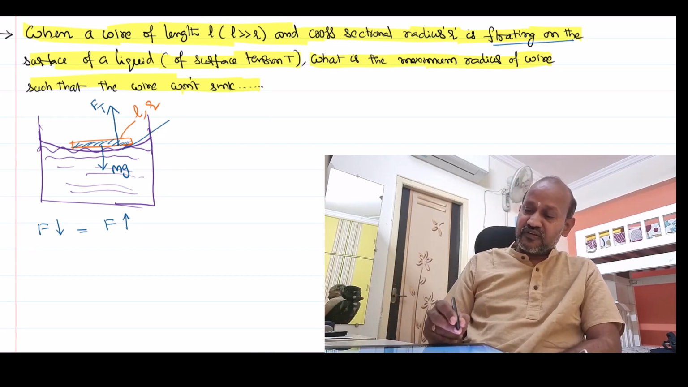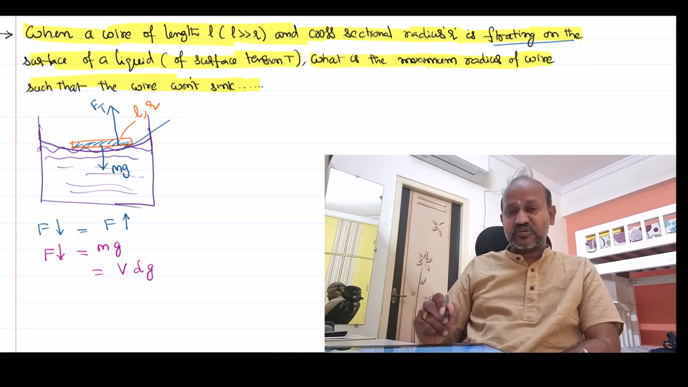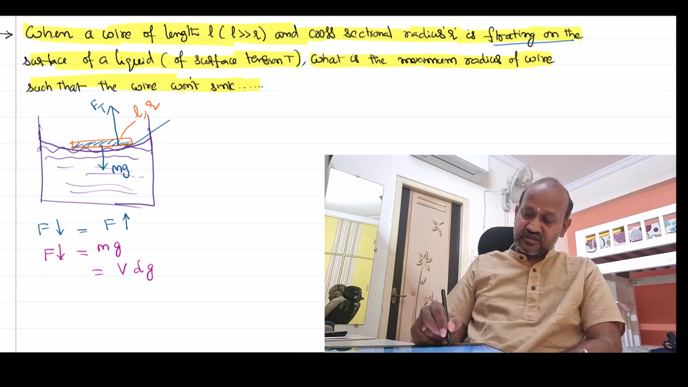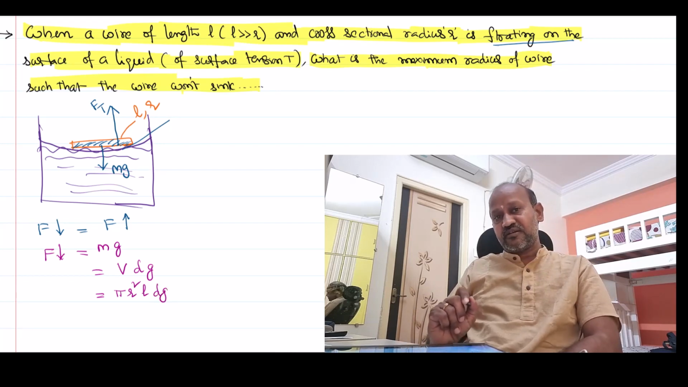We shall first find the force acting in the downward direction. That is the weight of the wire, that is the mass of the wire into acceleration due to gravity. Mass of the wire can be written as volume of the wire into density of the wire. Assume that d is the density given in the equation. Volume of the wire is area into length. Area of the wire is pi r square, length is L, and then g. This is the total force acting in the downward direction.